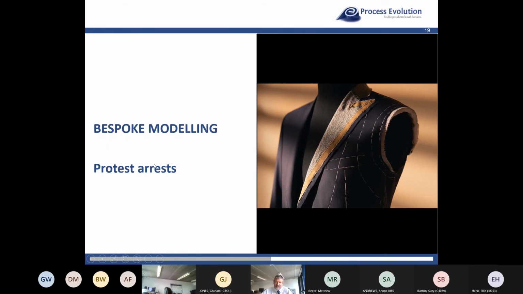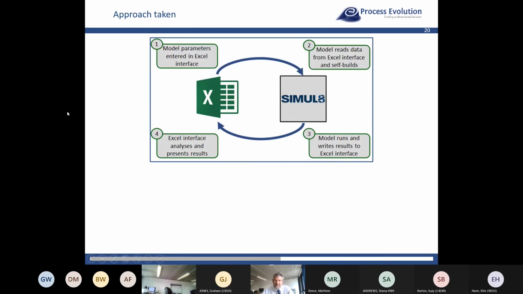And we actually took the learnings from our response and custody models into a new model where we had the model parameters again entered in Excel, fed into Simulate, where the Simulate model self-builds and runs the model, emulating what we've told it to do, and producing the results back into Excel for review.